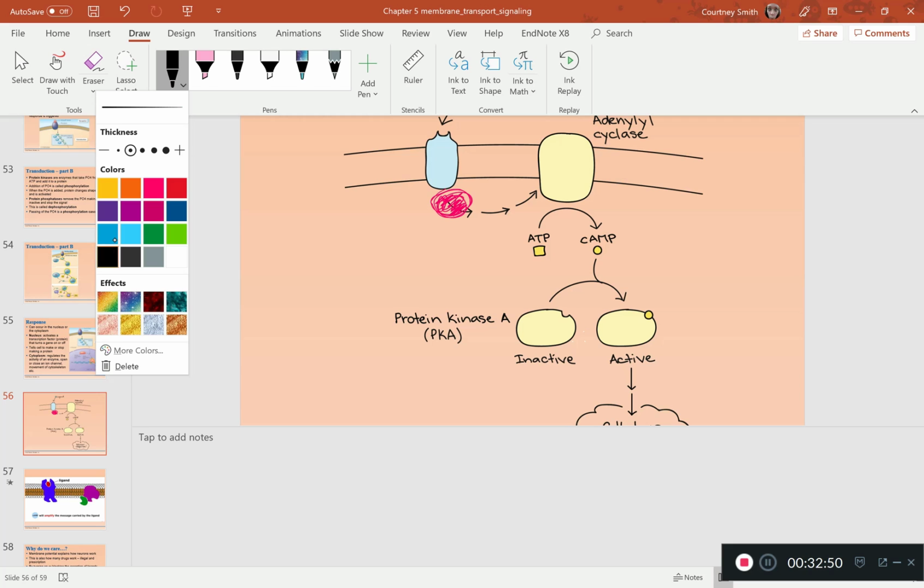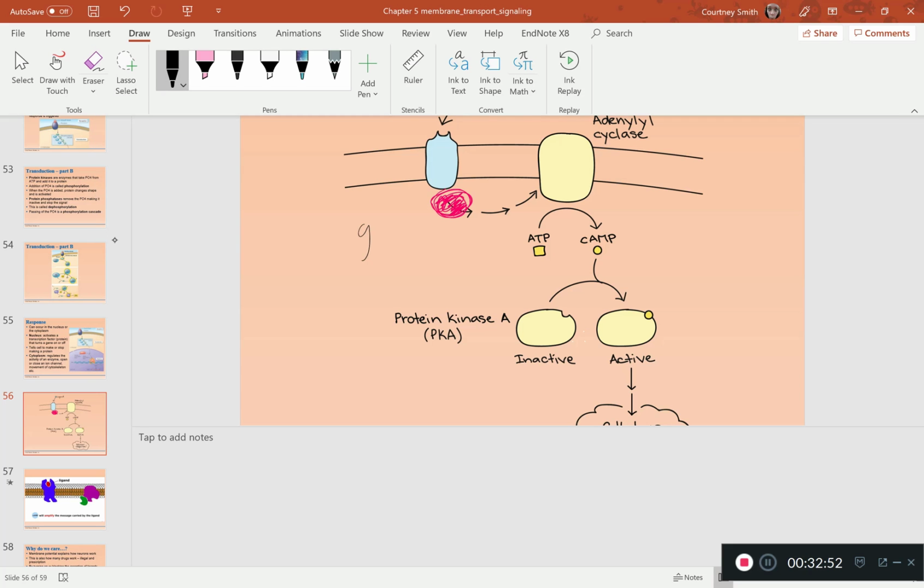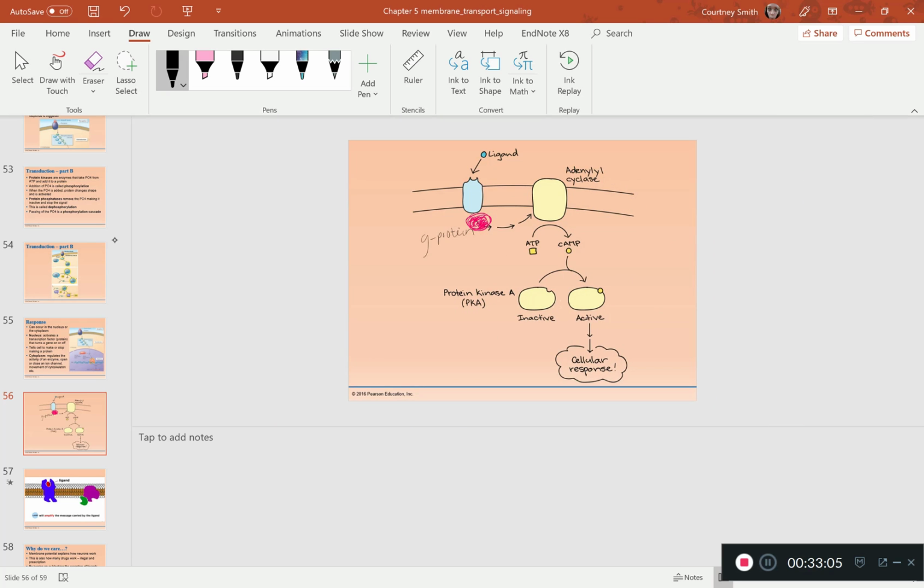He's the G protein. So he's the one who will send the signal to that adenyl cyclase. So he'll send it there, and then that will signal cAMP and so on, and then protein kinase. Kind of like the question that we did today in class.